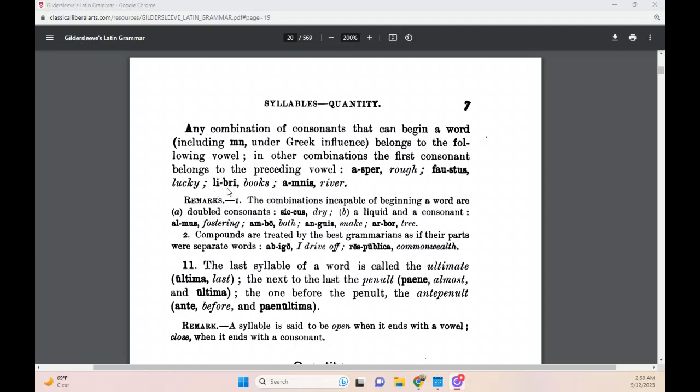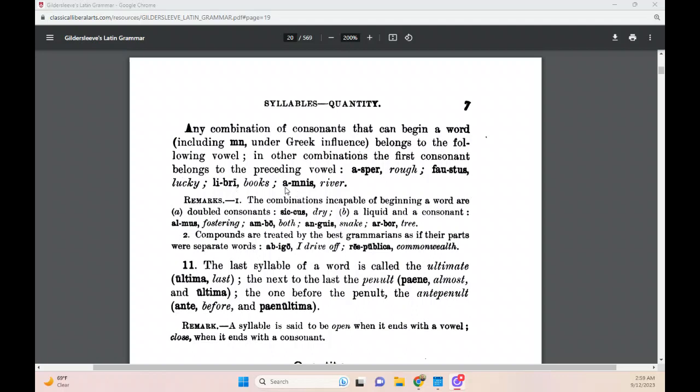Next we have libri, and we notice we've got two vowels, so we know we have two syllables. We have the vowel I here and a long I at the end, and then we've got two consonants in between those two vowels, but it's a pair of consonants that can begin a word, and so we keep them together and move them as one consonant with the second syllable.